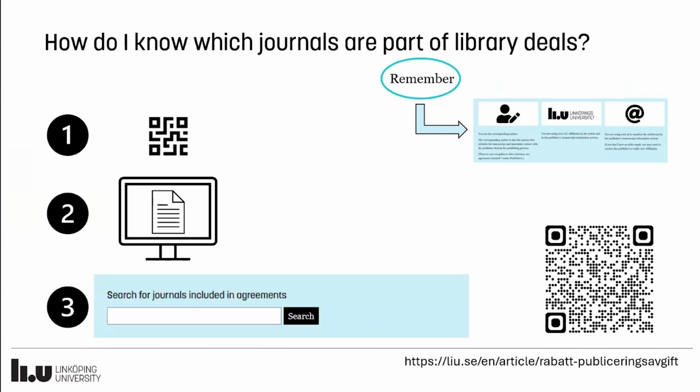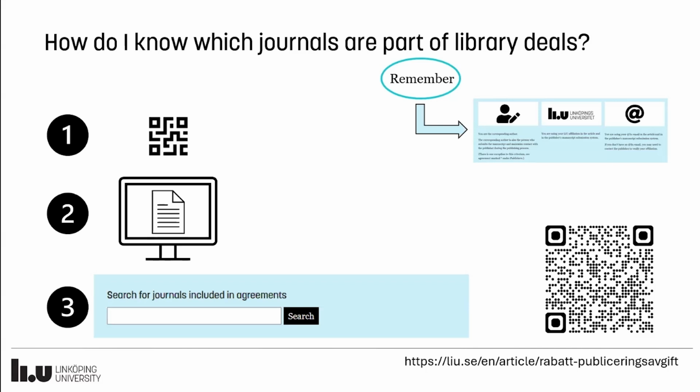And well, how do I know which journals are part of the library deals? Well, there are 3 steps here, I would say. First, you scan the QR code I have here. Then you read the text on the web page that you will get directed to. And when you come down to step 3, to this search box, you type in the journal that you want to look up. And then you will get rerouted to an external tool that we use.